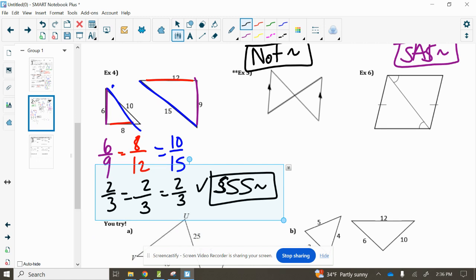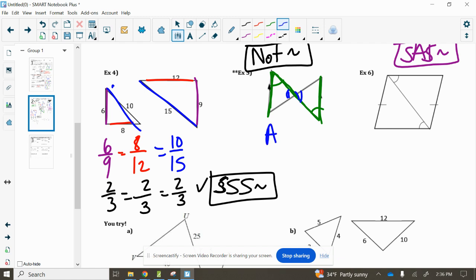Example 5 is a little bit interesting because notice they gave us parallel lines, not congruent sides. So what we know about these is, remember, the alternate interior angles are congruent. So we're able to say those angles are congruent. And then the vertical angles are also something we can mark congruent here. So even with just that information of the parallel lines, we are able to get two pairs of angles congruent. So those triangles would be similar by angle.